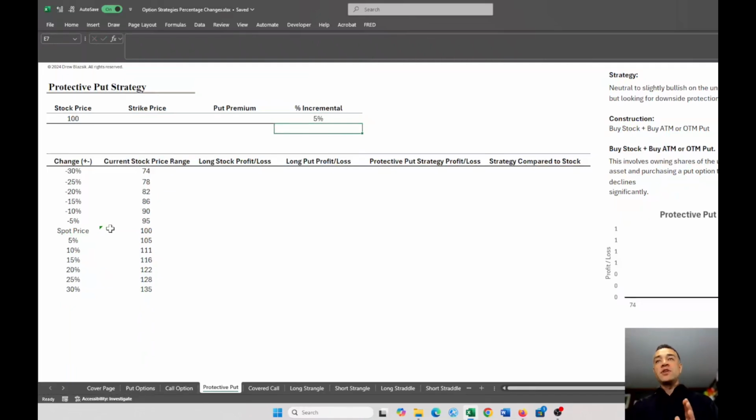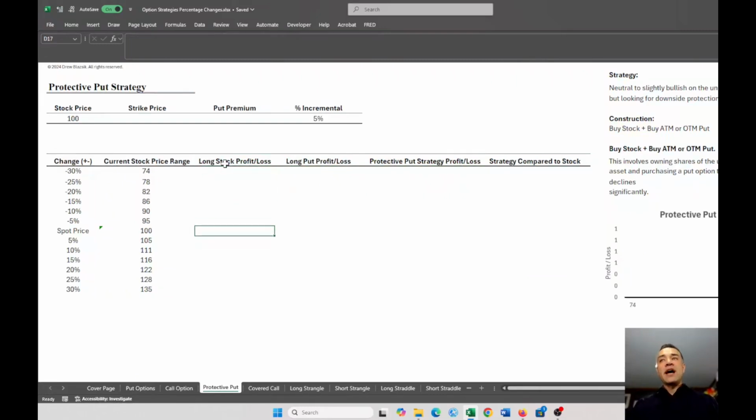It's going to use continuous compounding. It's going to decline in 5% increments up until 30%, and then increase in increments to 30% positive. So we have these different stock prices. Like I mentioned in my previous videos, if we go long the stock, it means I'm purchasing the stock. If we go long the put, I'm purchasing the put. And that's what we're going to do with both of these: buy the stock and buy the put.